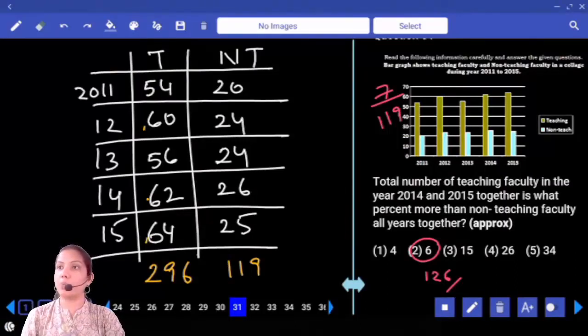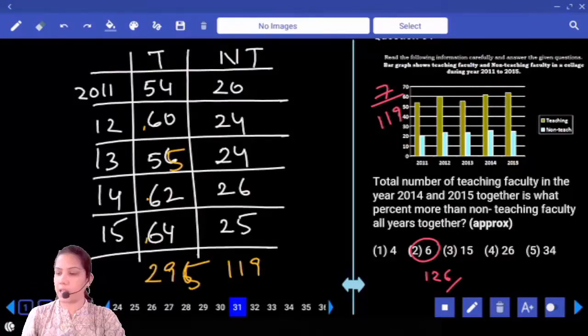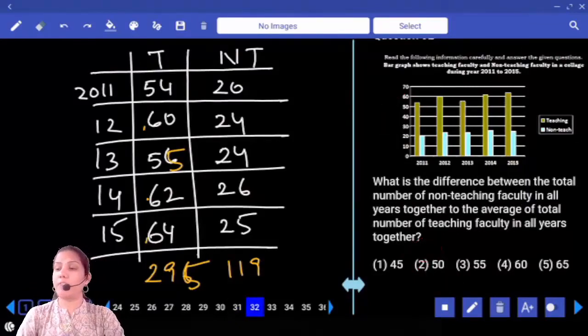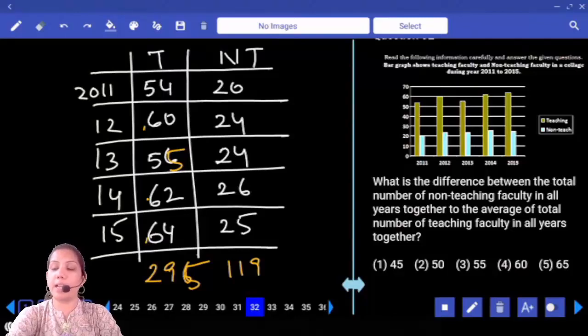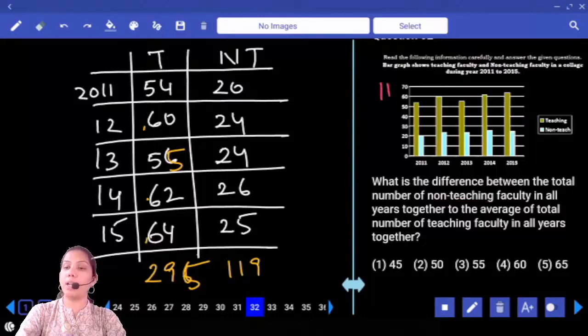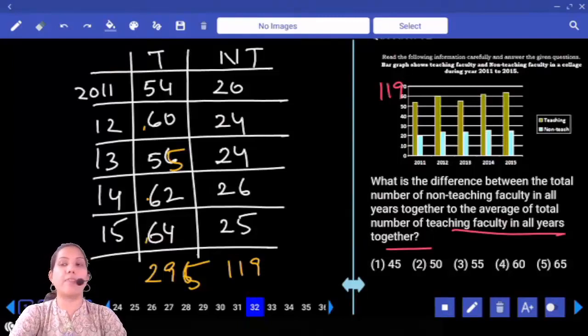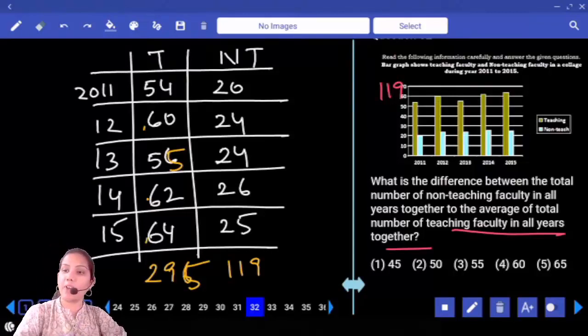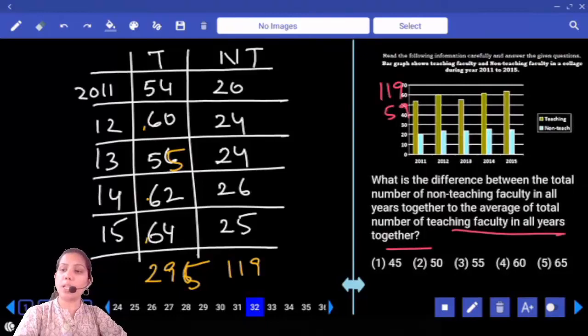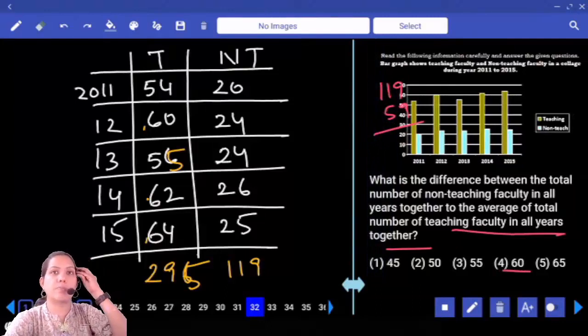Next, question number 32. The total is equal to 295. Done. What is the difference between the total number of non-teaching faculty in all the years together and the average number of teaching faculty in all the years together? Non-teaching faculty total is 119. Teaching faculty sum value is 295. Average means divided by 5, the number of observations. 295 divided by 5, 5 fives are 25 and 9, so 59. What is the difference between 119 and 59? 60, the fourth option.